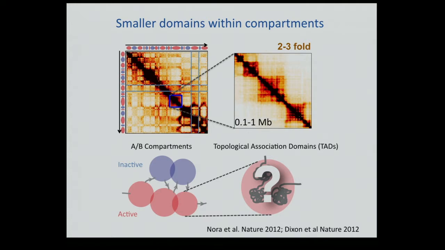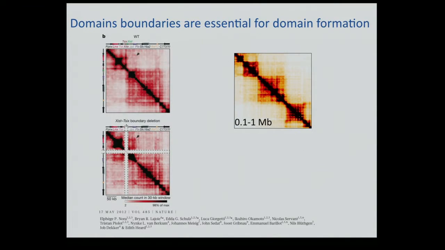But if you look at them, what makes them different from compartments is that there is no checkerboard pattern. There are no alternating interactions. They might be nested, but they're not alternating. What these TADs are, we also don't know, and that's the question we would like to answer. What also became apparent in this original paper by Edith Heard, where the first author is Elphège Nora, is that what's important for this domain formation is something that sits at the boundary.